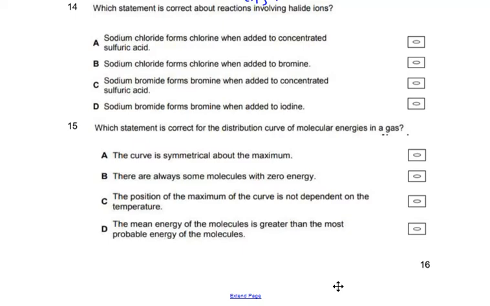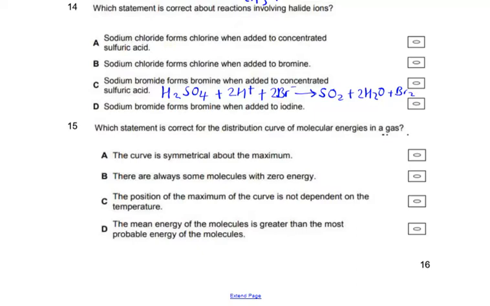The correct answer is C. I've written the equation for the reaction. The bromide ions are a sufficiently strong reducing agent to reduce the sulfuric acid. The sulfur goes from +6 in sulfuric acid to +4 in sulfur dioxide, and the bromide ions are oxidized to bromine.